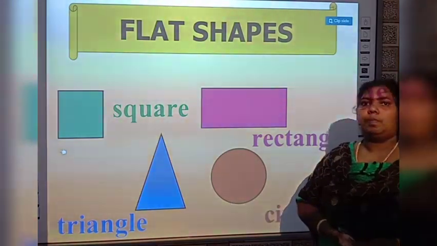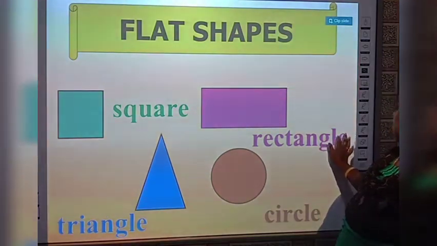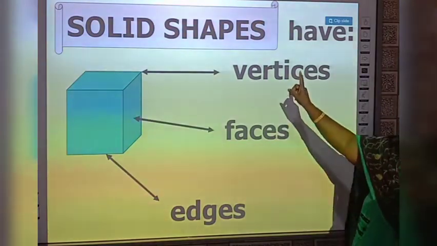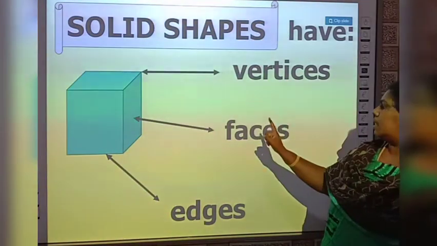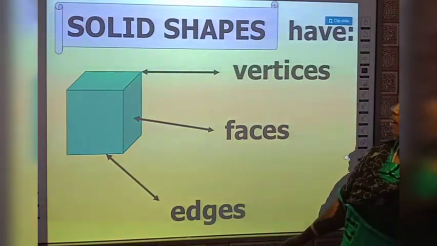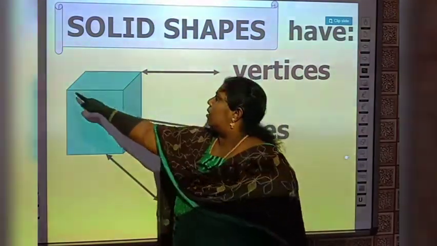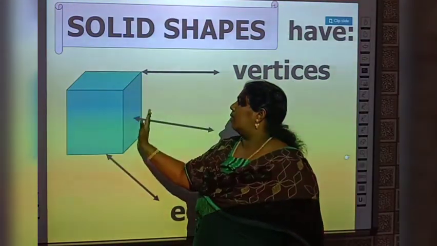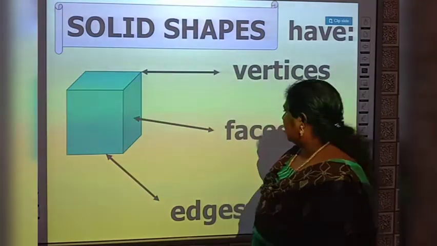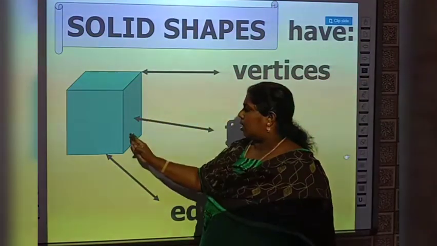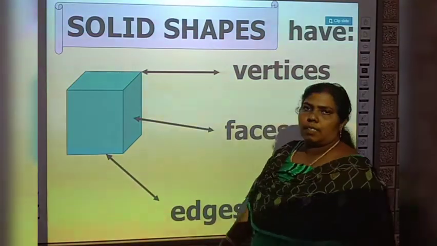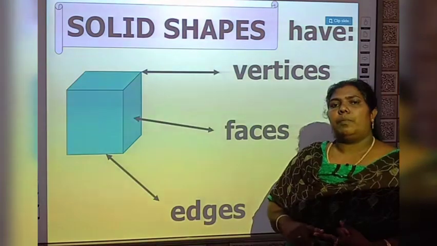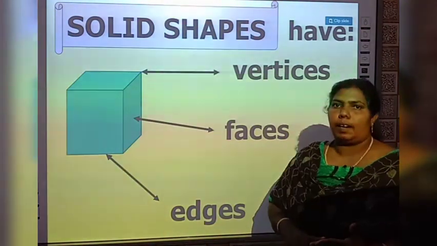Next, what do we learn? Solid shapes. What are the solid shapes? That is vertices, faces and edges. Vertices means these corners. Faces means the flat faces: upside and down, opposite, then front and back. Edges means these lines. How many solid shapes are studied? Cube, cuboid, cylinder, sphere, then cone.